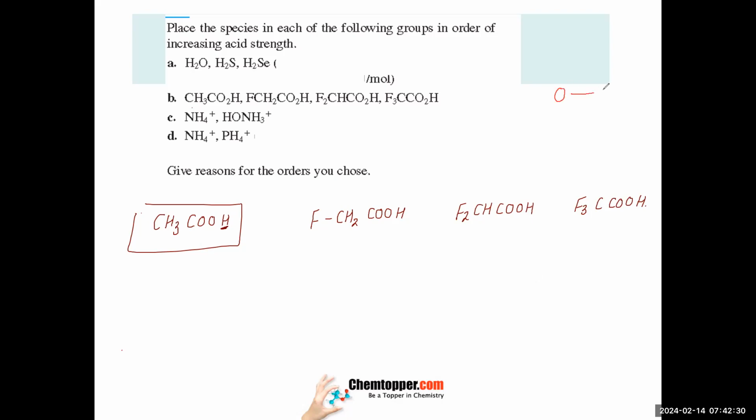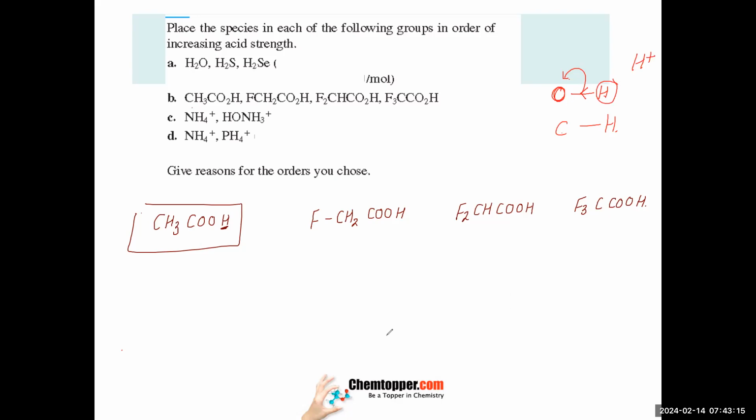Because the one which is bonded to oxygen and the one which is bonded to carbon, out of these, which is more electronegative? You're in the same period, oxygen and carbon. Oxygen is more electronegative. So it's going to pull the electron density more strongly onto itself, correct? It's going to pull the electron density and release hydrogen as H plus more easily.